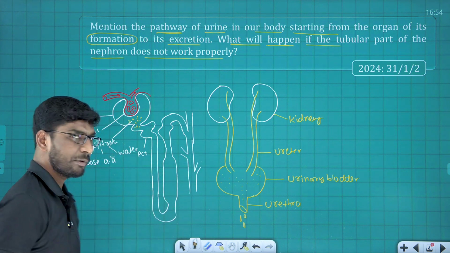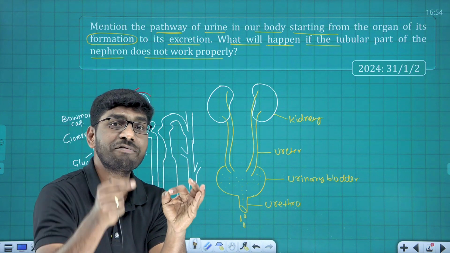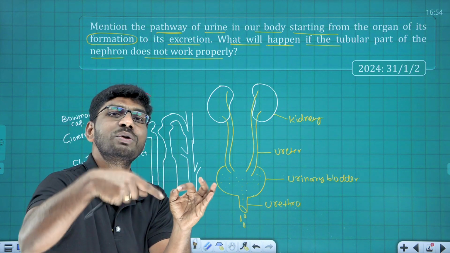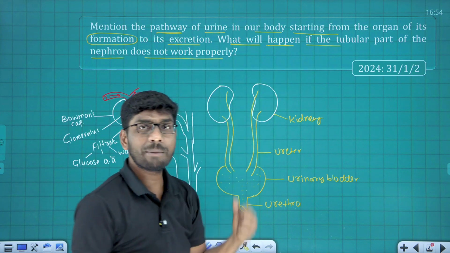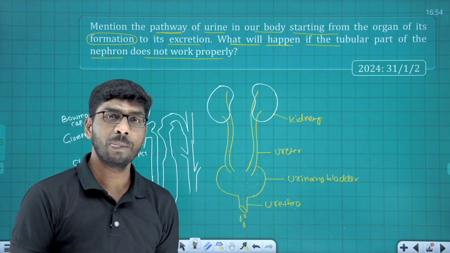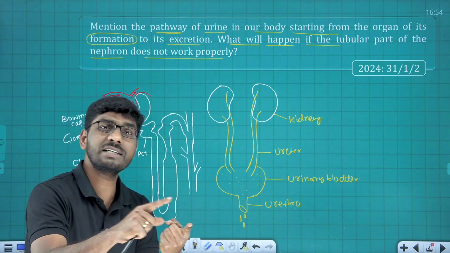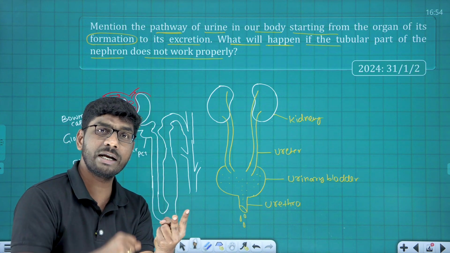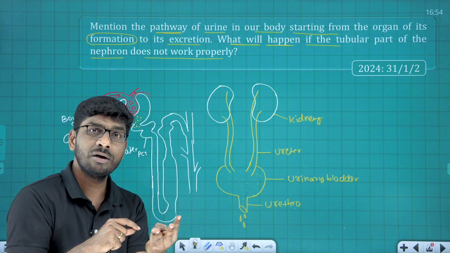Are you with me? You understand my point? So all this tubular part comes under the nephric tubule actually. What would happen if the tubular part does not work properly? Who will reabsorb these essential substances like glucose, amino acids, and what else, tell me? Water, salts. You got my point?